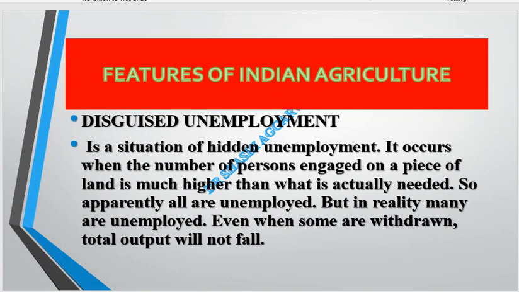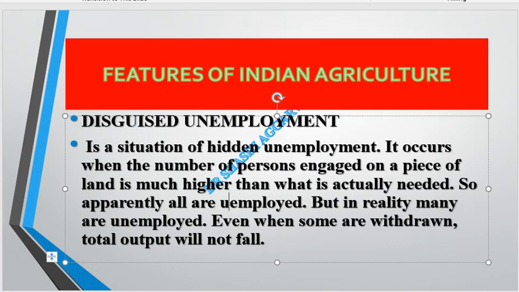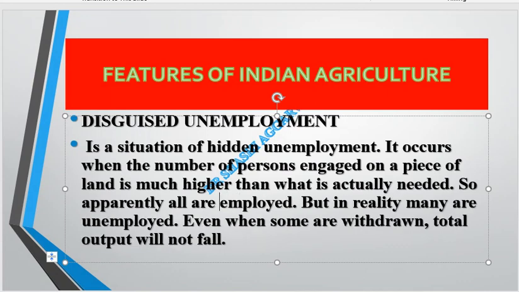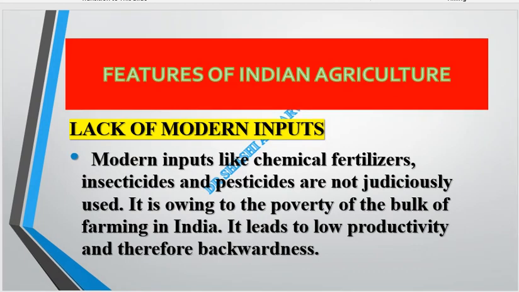So apparently all are employed, but in reality many are unemployed. If we see them working, we see they are employed, but in actual they are unemployed. Like in agriculture we require 3 persons, the family consists of 7 members and all 7 are working on the land, so 4 persons are disguised unemployed. Even when some are withdrawn, total output will not fall.